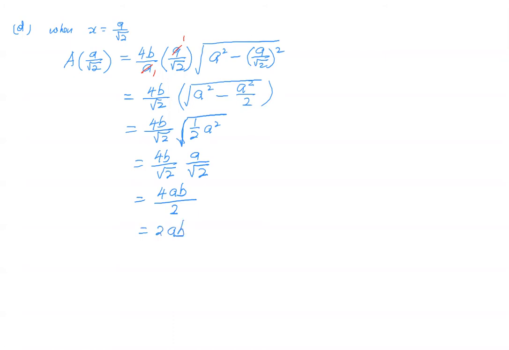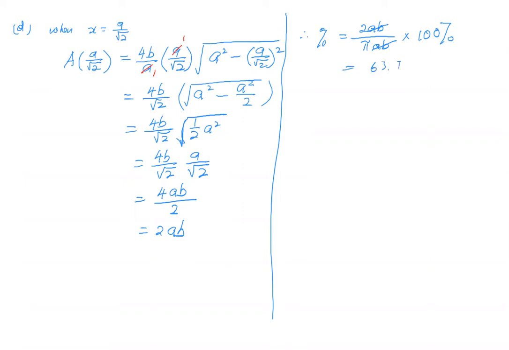Are you okay? Those who can do it fast, you don't have to write all the steps. So therefore, the percentage will be 2ab, that is the maximum area, divided by the area of the ellipse, then you times 100%. Okay, ab and ab cancel. You take your calculator, you calculate, you get the answer, 63.7, is it? Percent. Okay. Are you okay? Yeah.